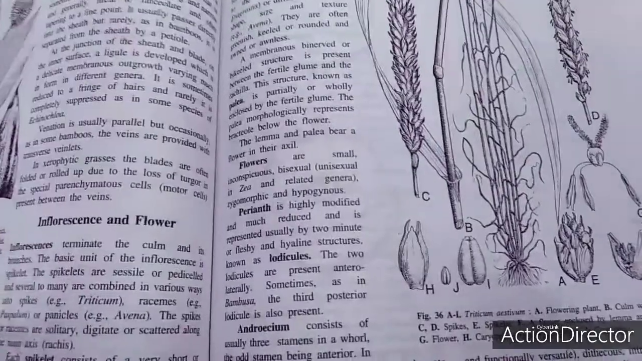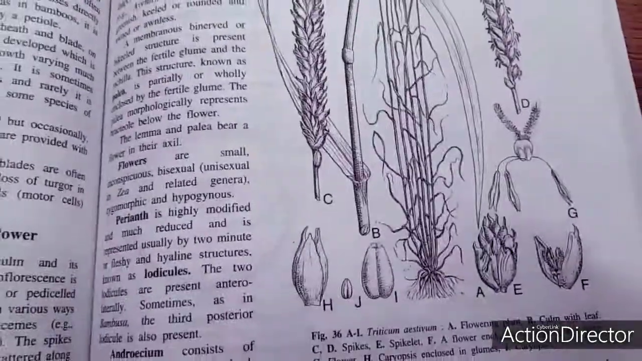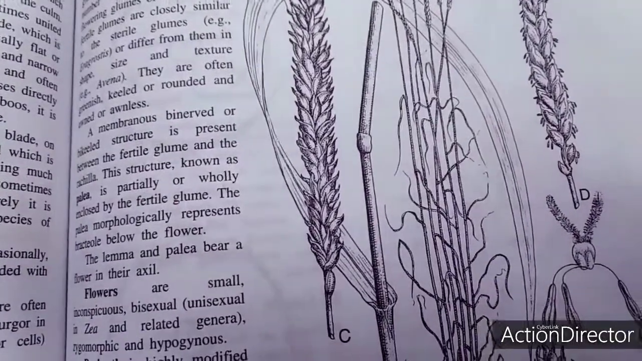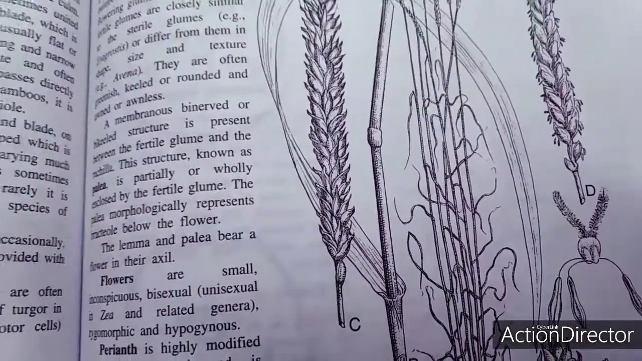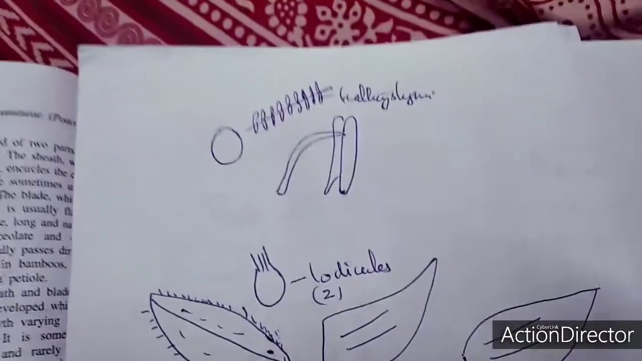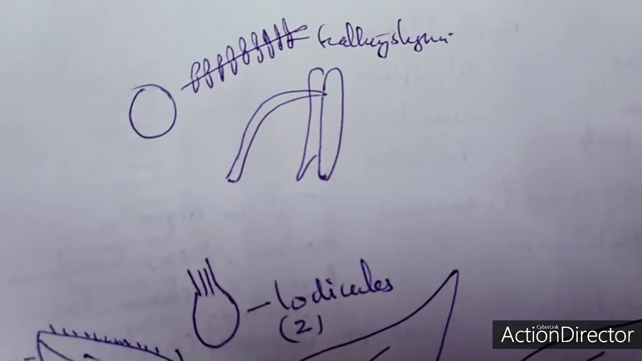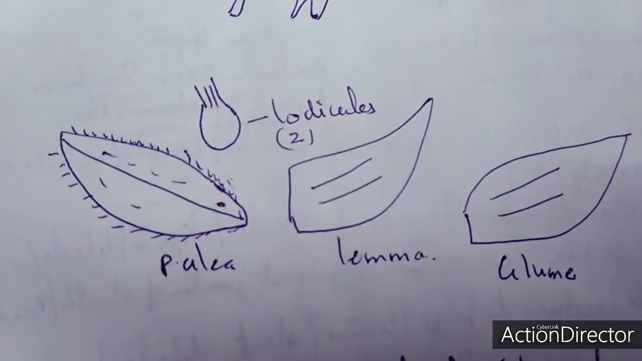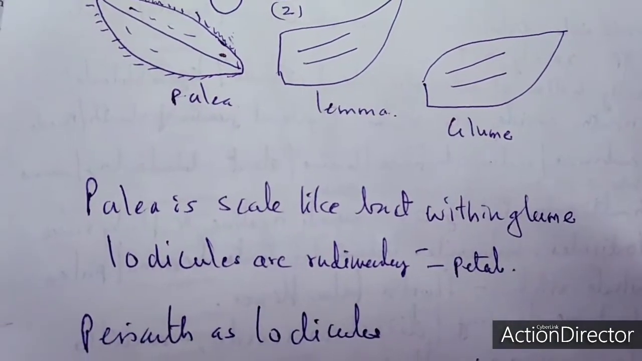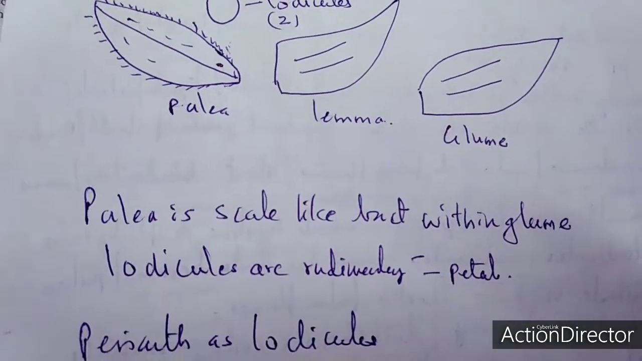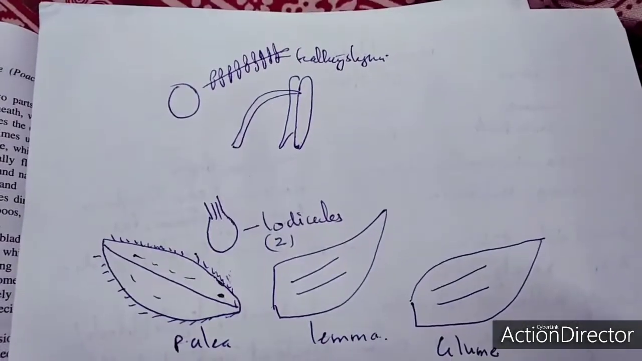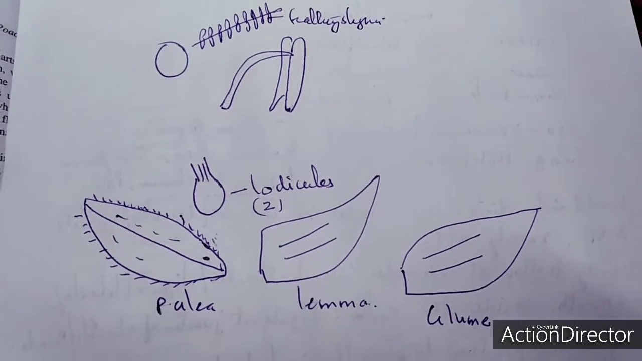The very interesting point is, if you look at the diagram, you will find that this inflorescence has a very interesting feature. I'm showing you the diagrams in which you can find the feathery stigma, lodicules, the palea, lemma and glumes. The palea is technically a scale-like bract within the glume. The lodicules are rudimentary petals. You can also observe this in the diagram. The perianth is represented by the lodicules.